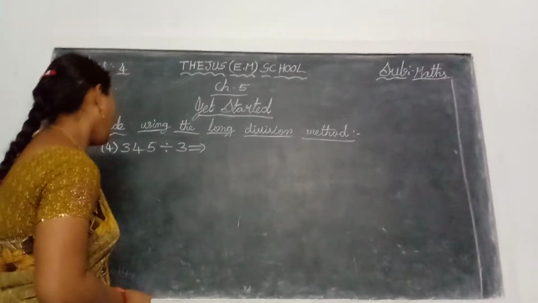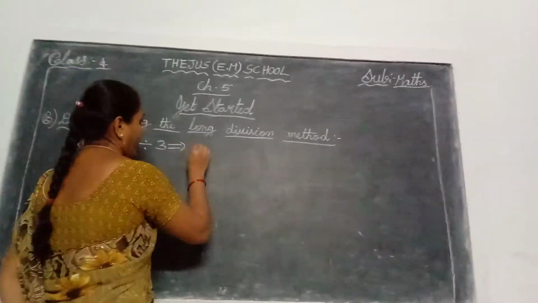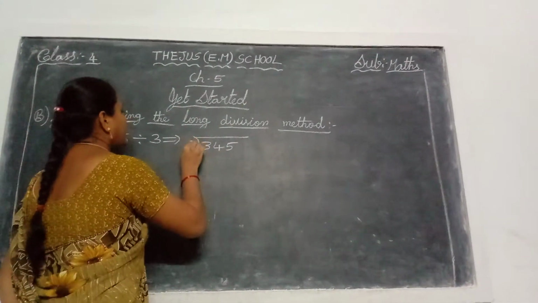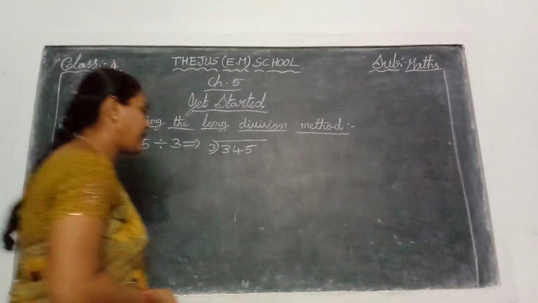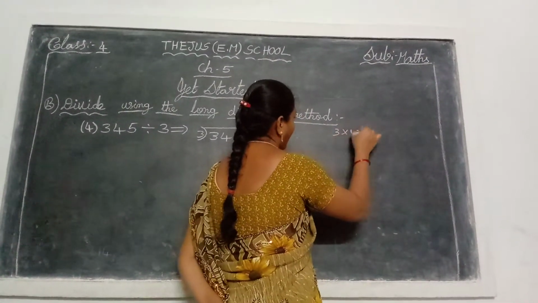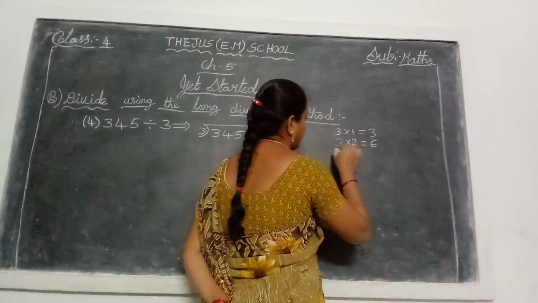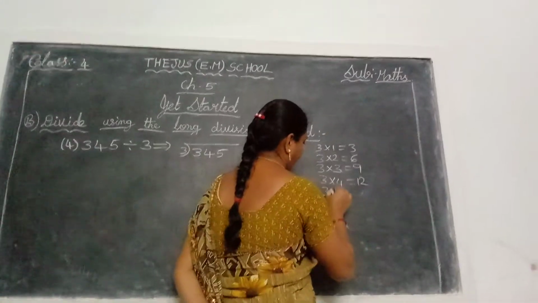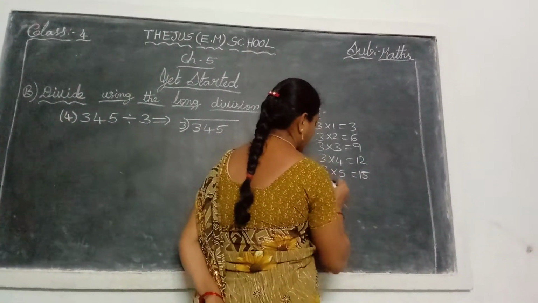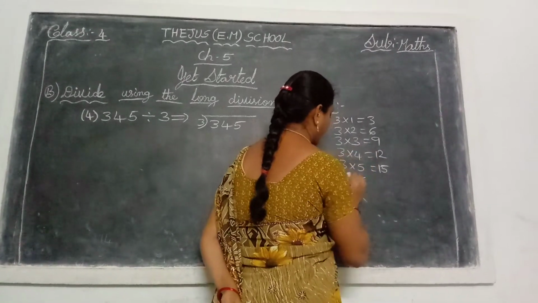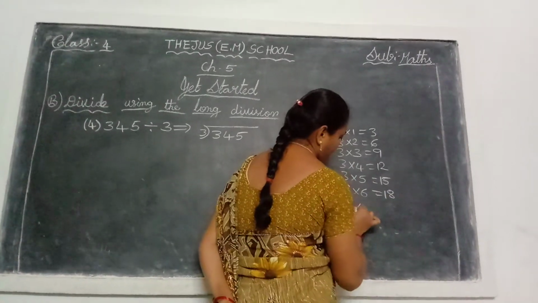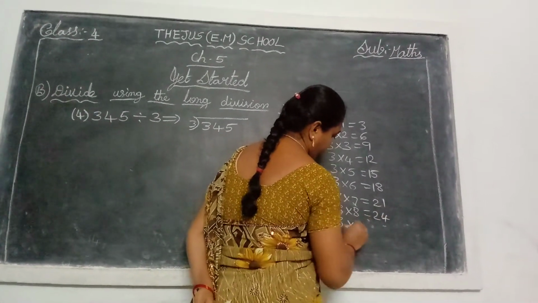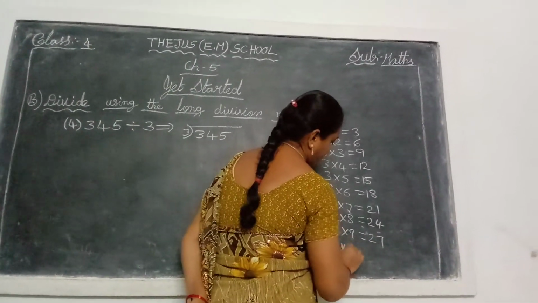Okay, next the fourth problem, 345 divided by 3. Okay, now in the 3 table you do the 345. You see how many times it cancels in the 3 table. 345. Now you write the 3 table. Okay, 3 ones are 3, 3 twos are 6, 3 threes are 9, 3 fours are 12, 3 fives are 15, 3 sixes are 18, 3 sevens are 21, 3 eights are 24, 3 nines are 27, 3 tens are 30.